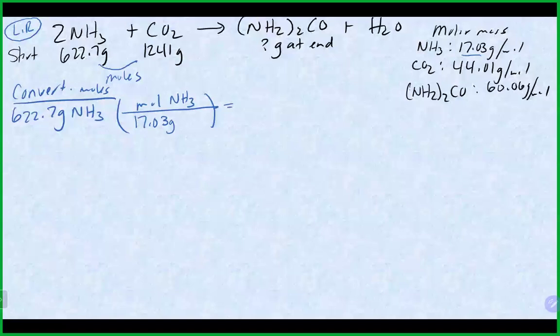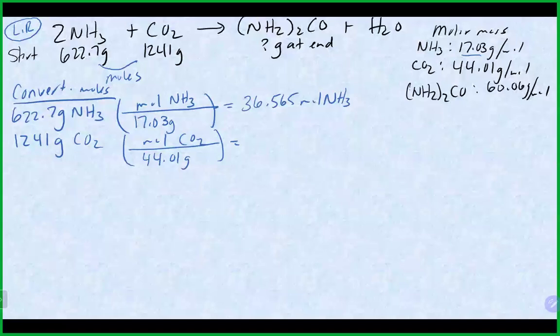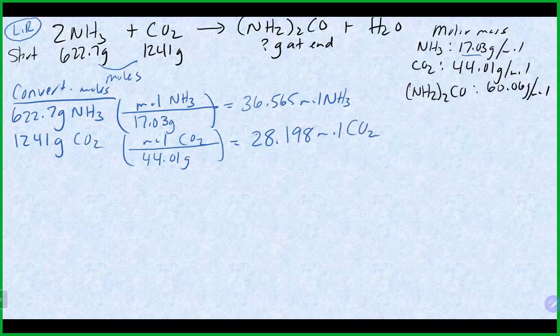And here we're going to go 622.7 divided by 17.03. That's going to give us 36.565 moles of NH3. We're going to do that for our CO2 as well. We're going to divide by 44.01 grams per mole, which again comes from the periodic table. And if it wasn't given to you, you would have to calculate it yourself. 1241 divided by 44.01. That's going to give me 28.198 moles of CO2. Once again, this is going to be our starting amount.